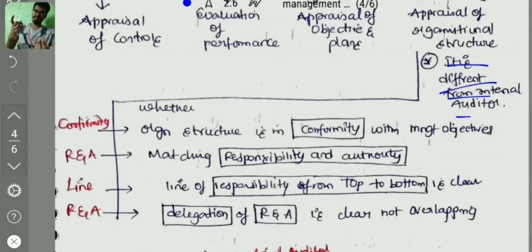This is also similar, but in the internal audit point they have given the span of each employee or manager. Like that, a different point is given. Responsibility and authority: delegation of responsibility and authority is clear and not overlapping. This point is also there in the internal audit appraisal, but the words are different. We have to write these points only if the question is asked based on the operational auditor.